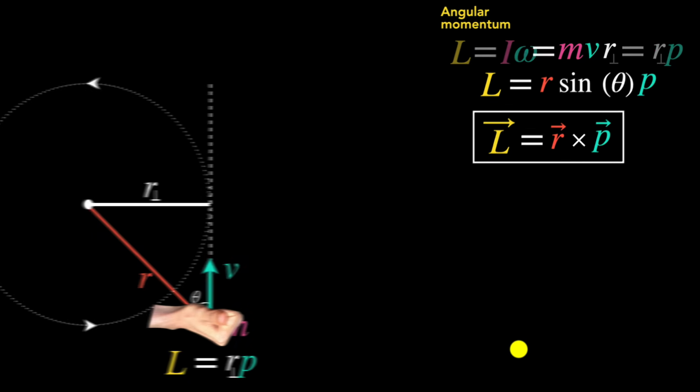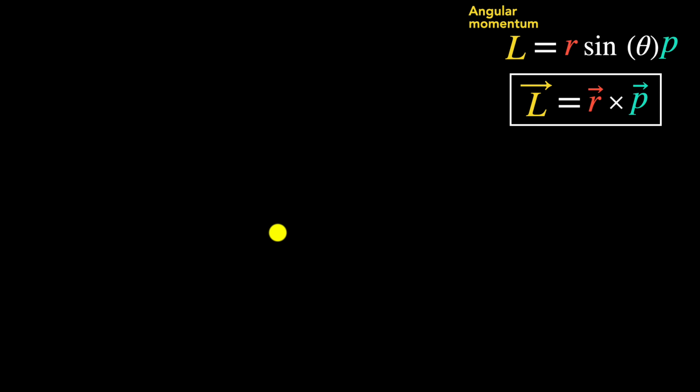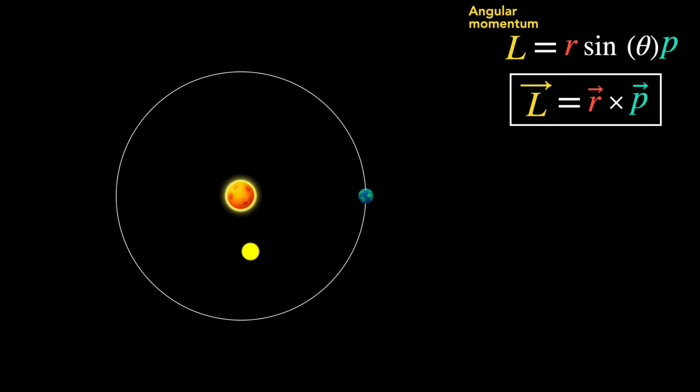Okay, now let's apply this to orbiting satellites and planets. Let's consider the simple case of Earth going around the sun, and let's assume the orbit to be perfectly circular. So the Earth has some mass m, it has some velocity v. The question is, what happens to the angular momentum of the Earth as it moves around the orbit? The moment you hear the question, the first thing you should say is, about which point? Because remember, angular momentum depends on the reference point. So let's consider the sun's center to be the reference point. What happens to the angular momentum of the Earth about this point as it goes around the orbit? Does it change? Does it stay the same?